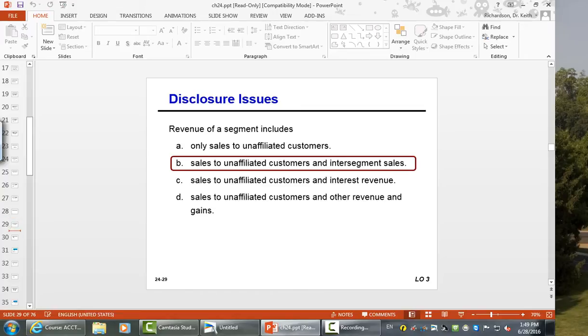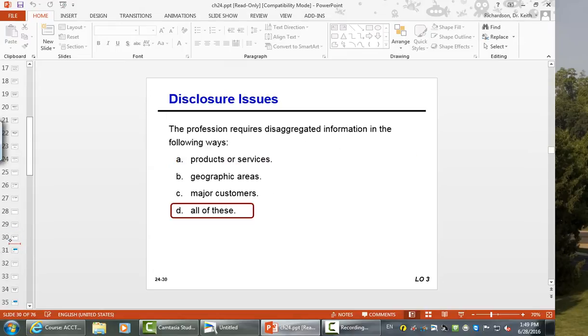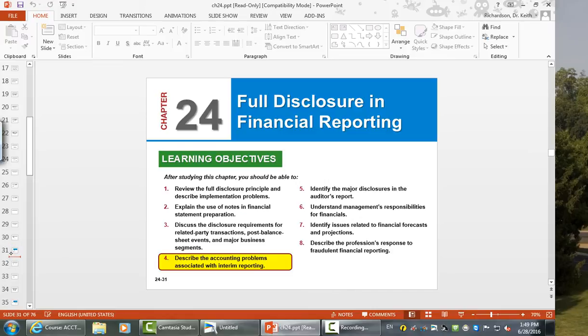It only includes unaffiliated customers and inter-segment sales, or revenue segment. The disclosure requires disaggregated information: products or services, geographic areas, major customers. That's how it covers that.